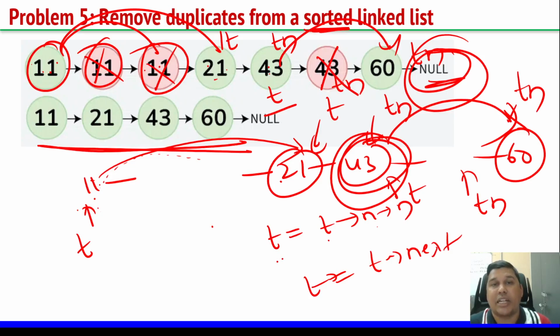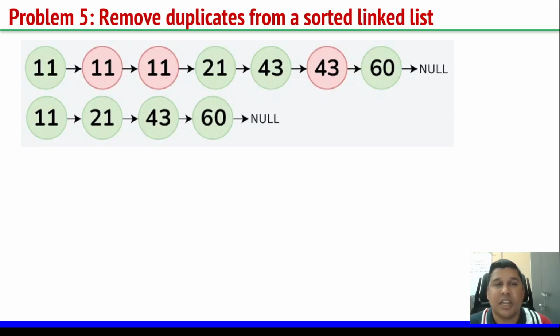Like this, we have hundreds of problems in linked list, especially for placements. Like one of our friends was asking, how do you insert? Let us discuss that problem also. How to insert a new element in a sorted linked list.